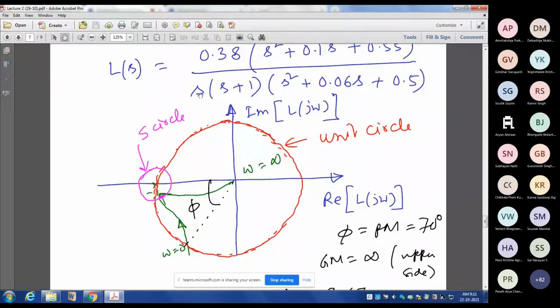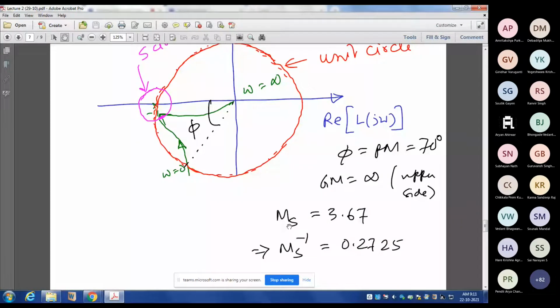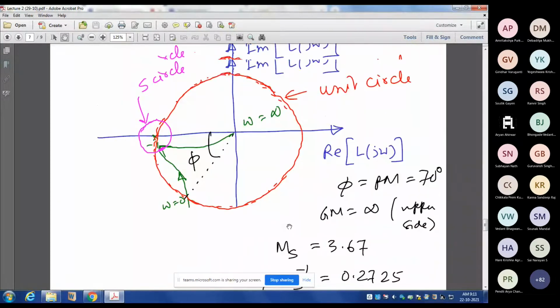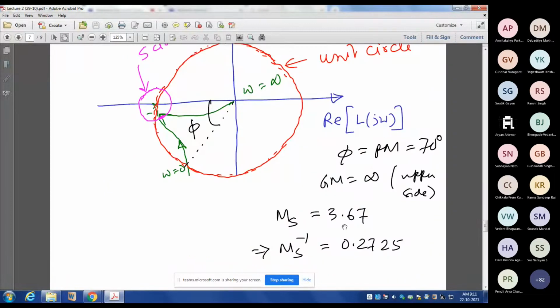So that means the negative side gain margin is also approximately zero, or very close to zero, and the upper side gain margin is infinity. That is a very good gain margin and phase margin. But you can easily check the sensitivity plot. If you plot the magnitude of S(jω) equal to 1 by 1 plus L(jω) and look at the peak value, MS comes out to be 3.67, which is much greater than 1.